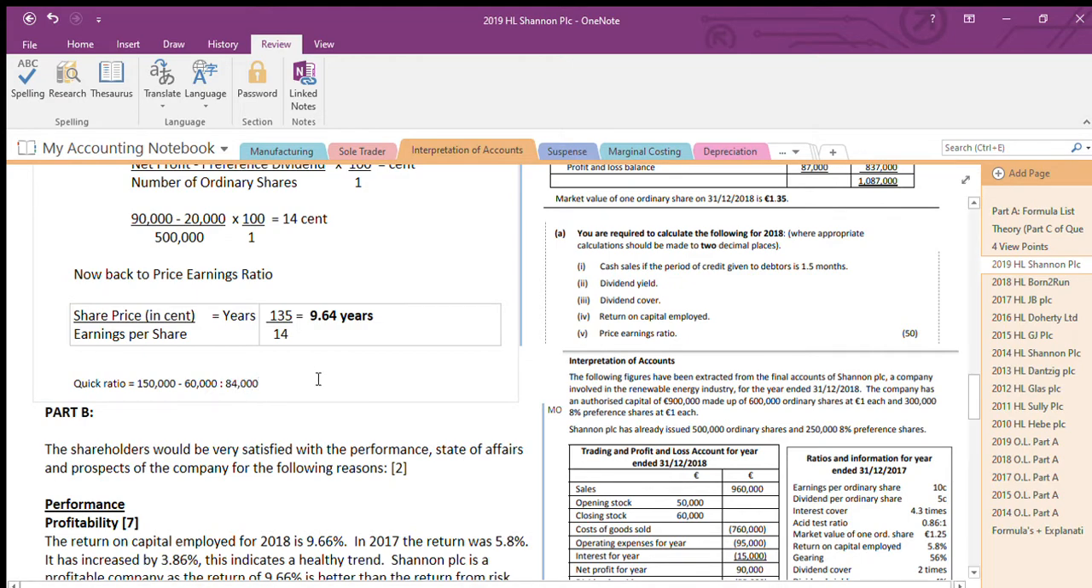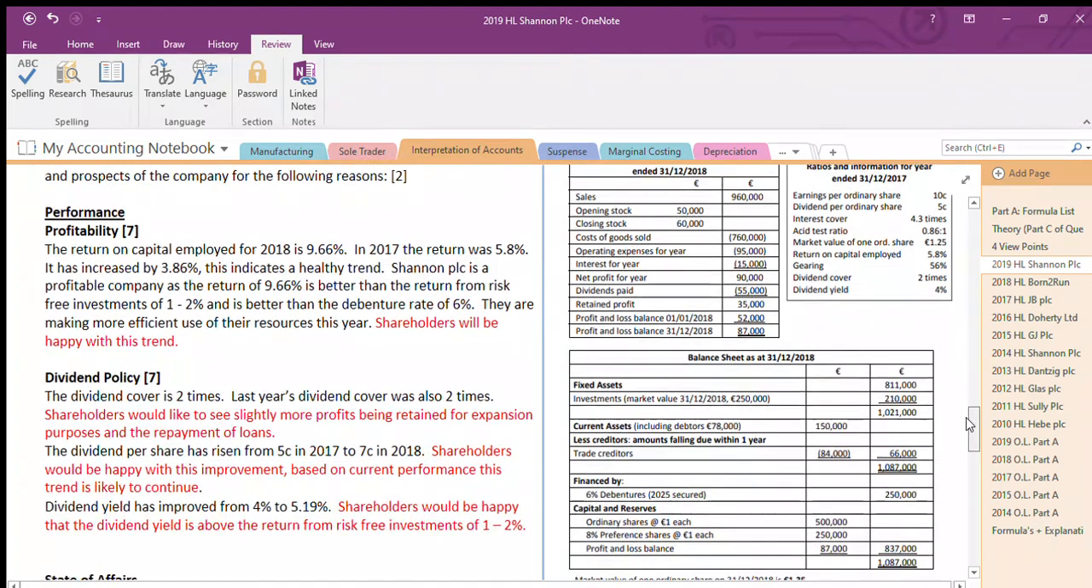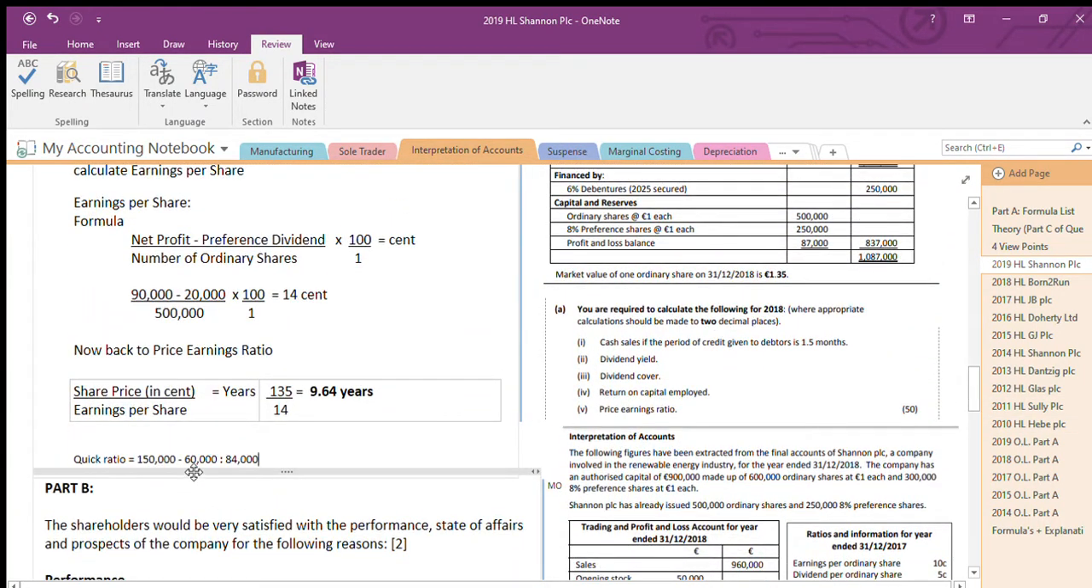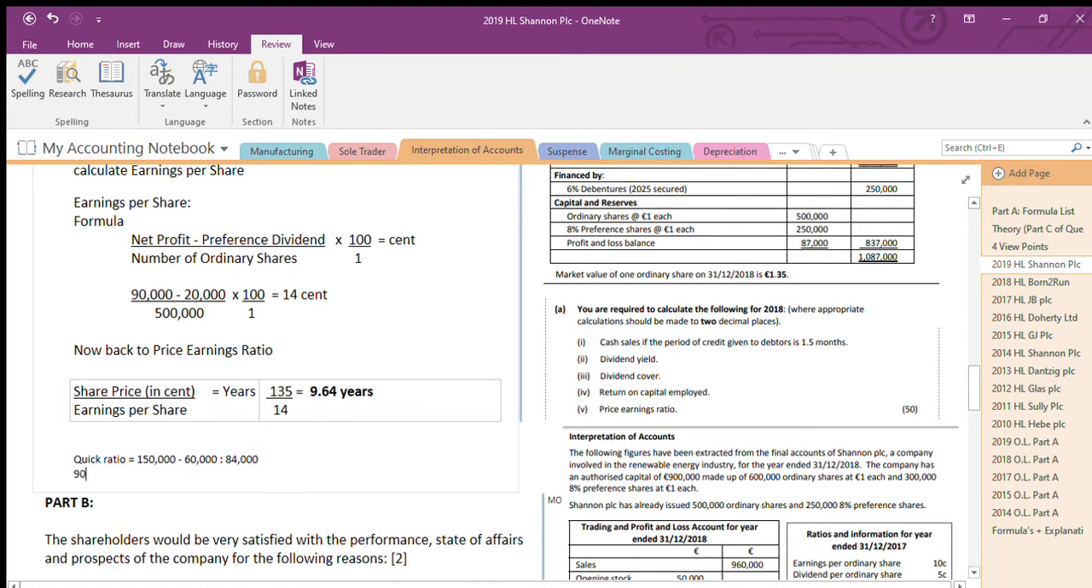And they've given all this information here in the question. They're the 2 and the closing stocks above. So 90,000 is to 84,000.